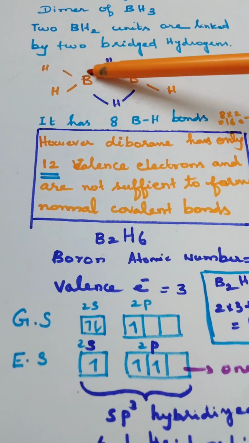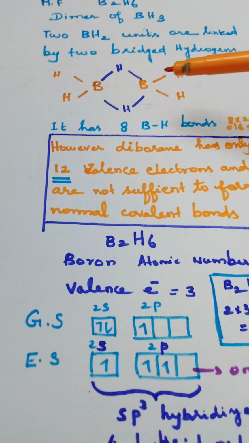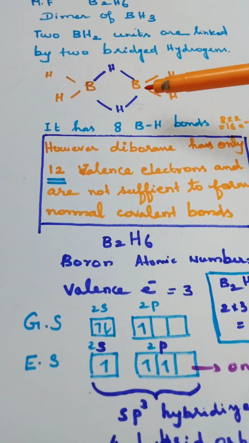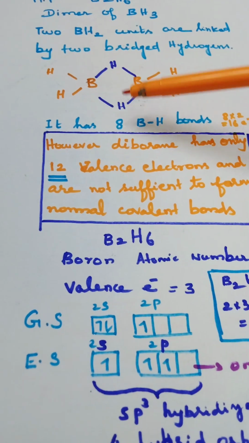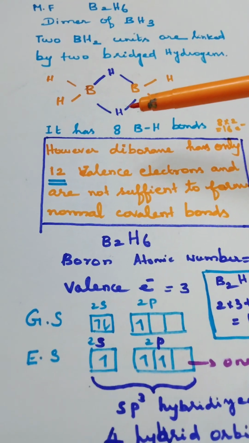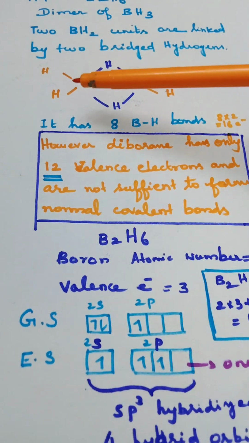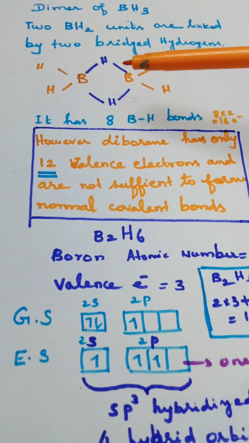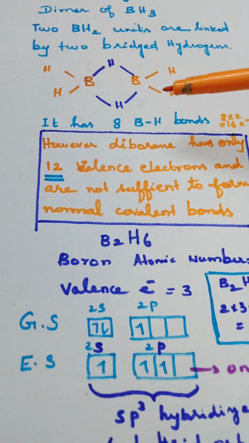See, two BH2 units. This one is one BH2, another BH2. These two are linked by two bridged hydrogens. These two are bridged hydrogens. So how many BH bonds does it have? 1, 2, 3, 4, 5, 6, 7, 8.